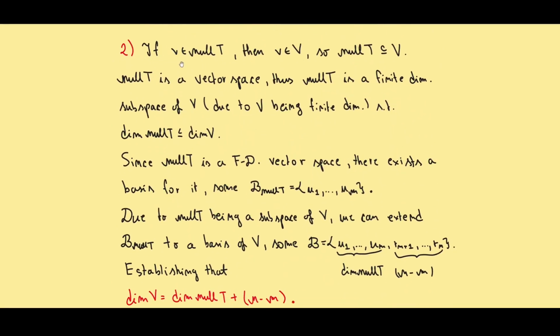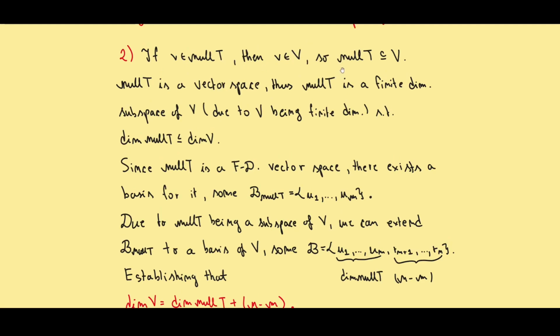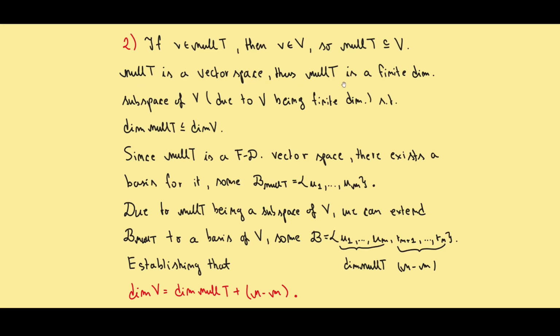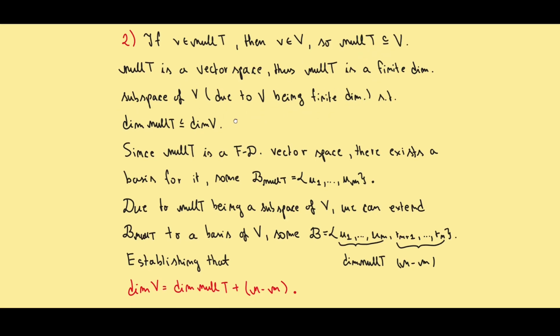If v belongs to null T, then v belongs to V. So null T is a subset of V. Null T is a vector space. Thus, null T is a finite dimensional subspace of V due to V being finite dimensional. So we got null T is a vector space inside of a vector space V. V is finite dimensional, so null T also has to be finite dimensional. So the dimension of null T is less than or equal to the dimension of V.